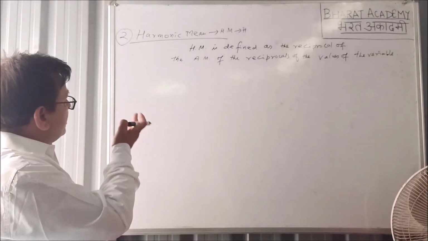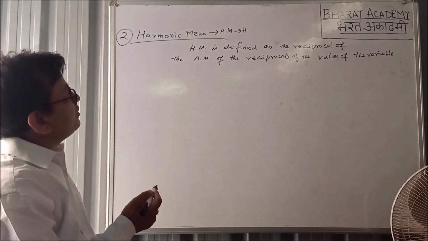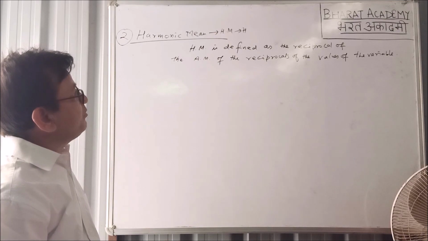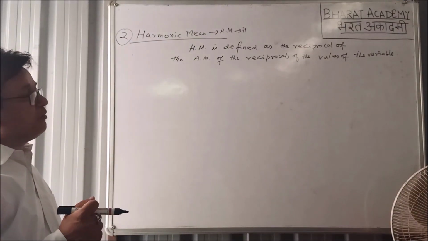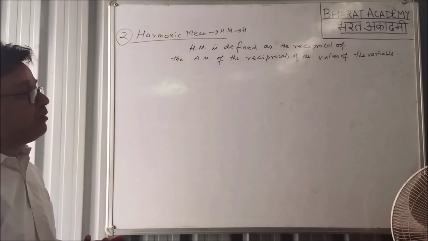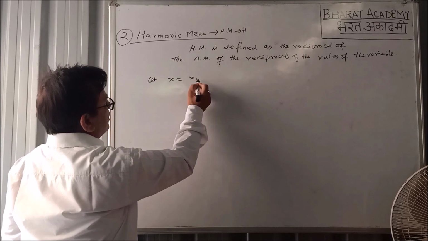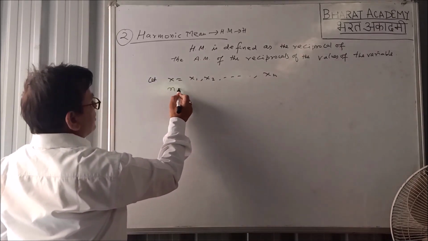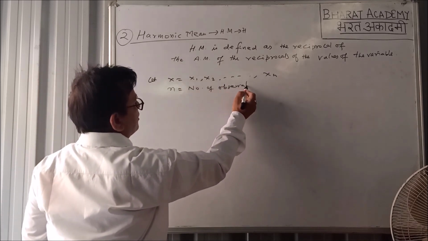Now student, second mean was harmonic mean. जो दूसरा mean था वो harmonic mean, इसको HM या H से दिखाते हैं. What is harmonic mean? Harmonic mean is defined as the reciprocal of arithmetic mean of the reciprocal values of the variable. क्या मतलब है इसका? अगर x की वैल्यू let x is x1, x2 up to xn है और n is the number of observations हैं, n are number of observations.